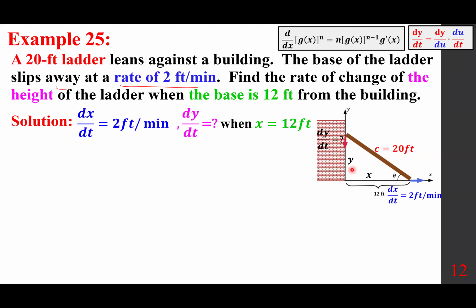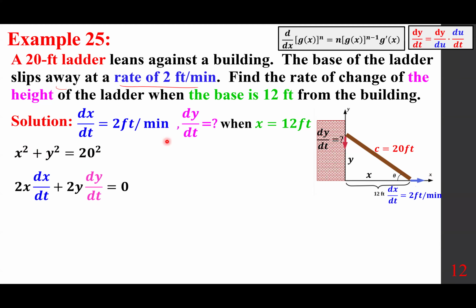And because this is a 90-degree angle, we can use the Pythagorean theorem, a squared plus b squared equals c squared. So x squared plus y squared is 20 squared, and we are going to work on that. So that's the piece of information from geometry. Differentiation: 2x dx/dt plus 2y dy/dt equals 0. 20 squared is the number 400. And we got everything, and we notice y is missing when x is 12.